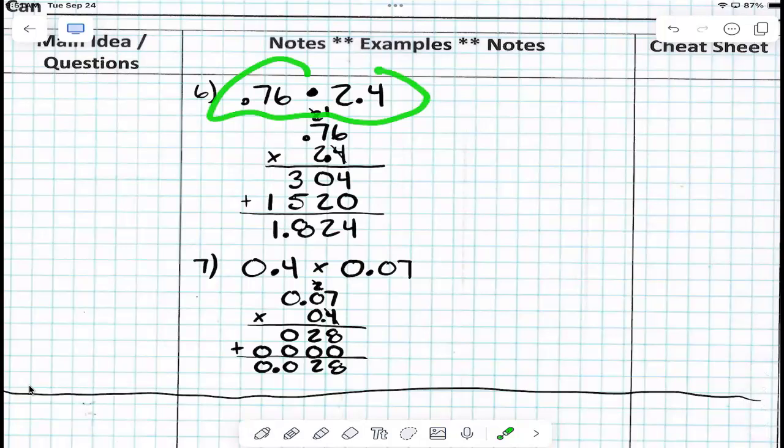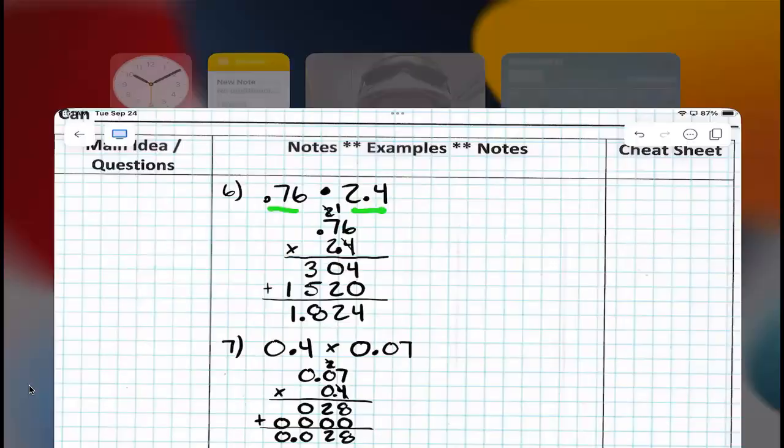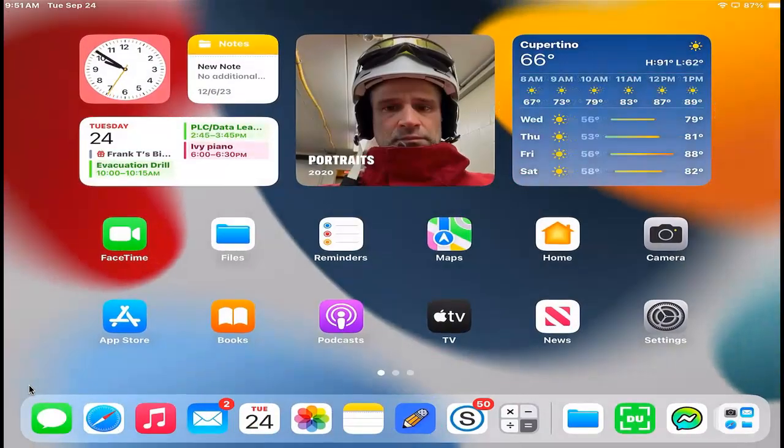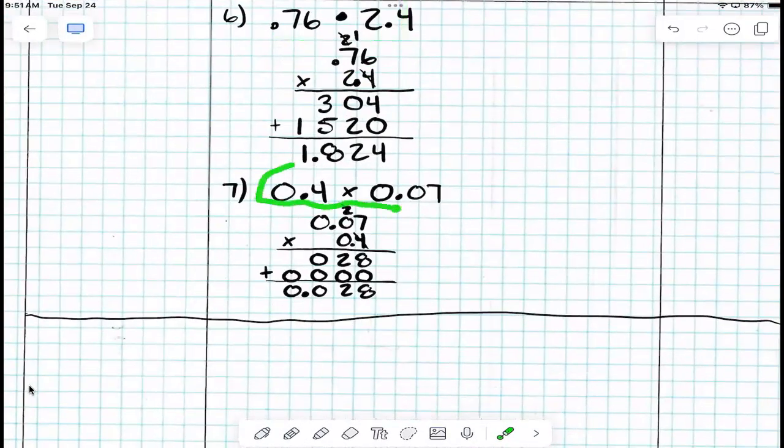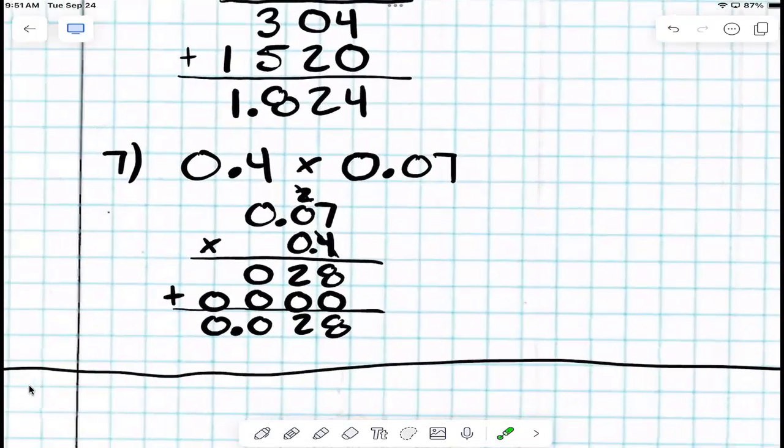This was our problem. Remember that guy? Yes. Does it matter which number goes on the top? No, because they both have 2 digits, right? Yes. Uh-oh. Does it matter on this one, which number goes on the top? Yes. What number always goes on the top? The number with more digits or less digits? More digits, right? Yes.